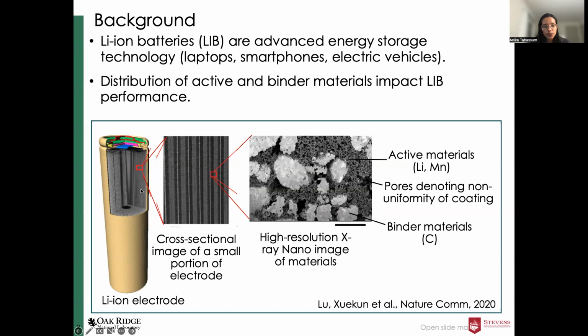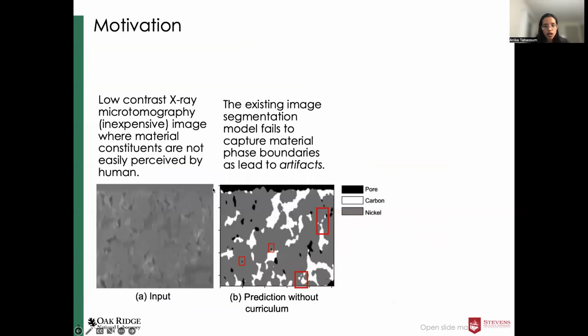But the current X-ray nano imaging techniques are able to collect and analyze the distribution of such materials from the cross sections of the electrodes. However, they are very time consuming and also costly. The existing X-ray microtomography imaging techniques are a little lower in cost, inexpensive, but they often suffer from low contrast and low resolutions.